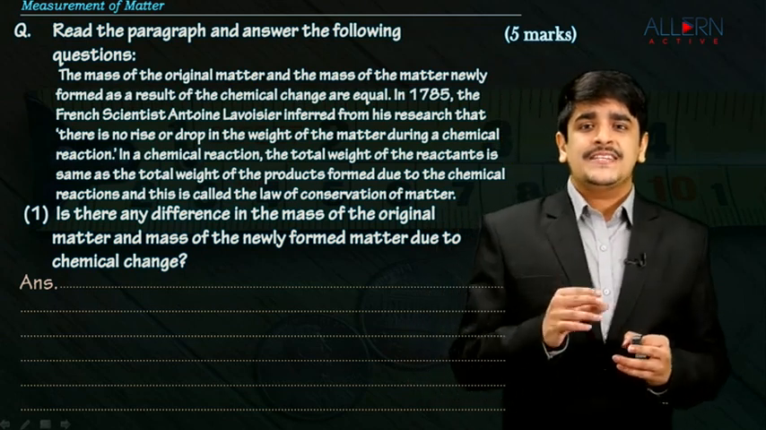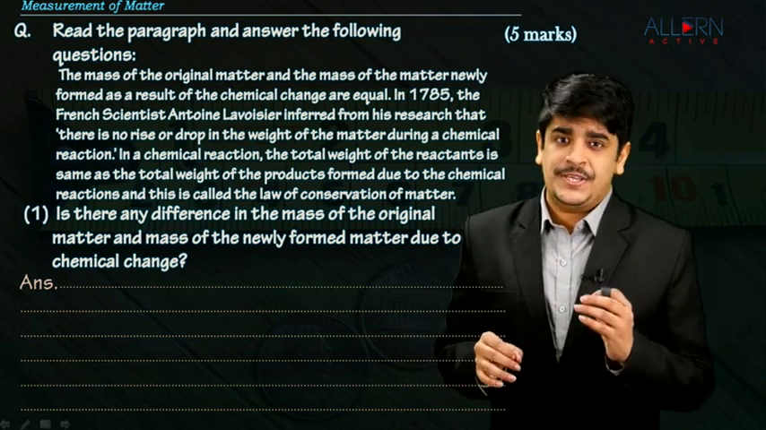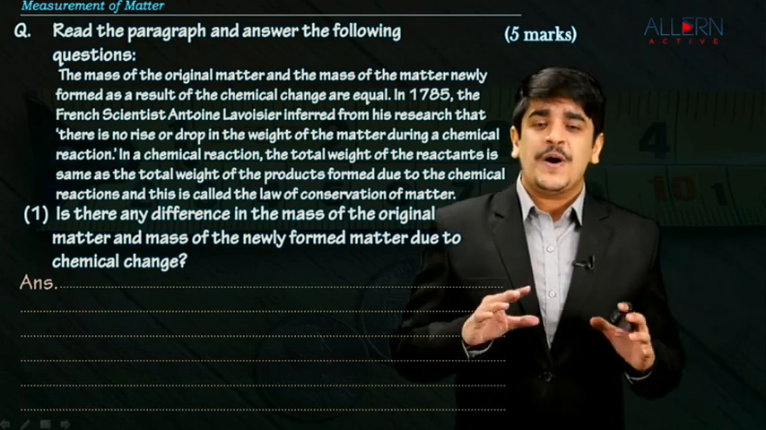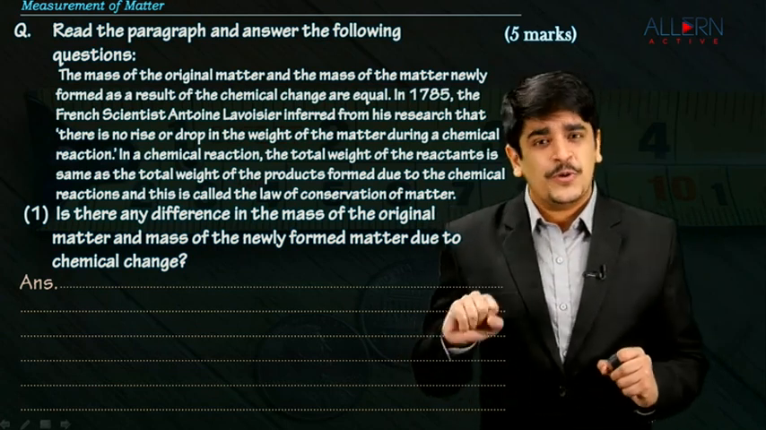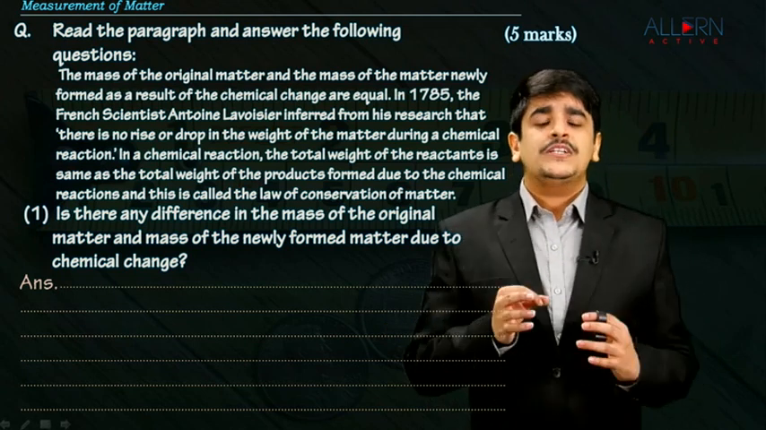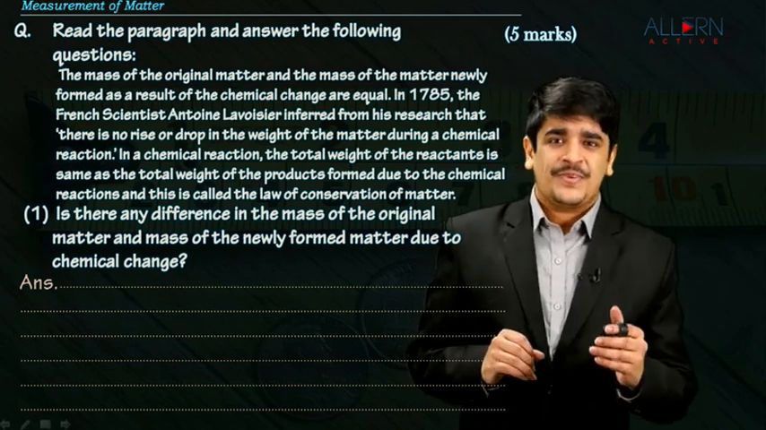matter as a result of a chemical change are equal." This means that the total mass of the reactants is exactly equal to the total mass of the products, provided the masses are measured under exactly the same conditions.